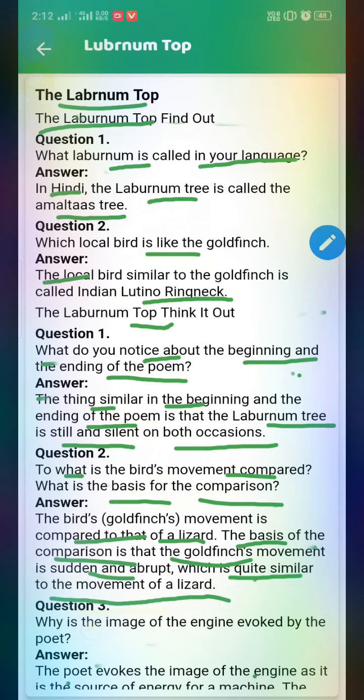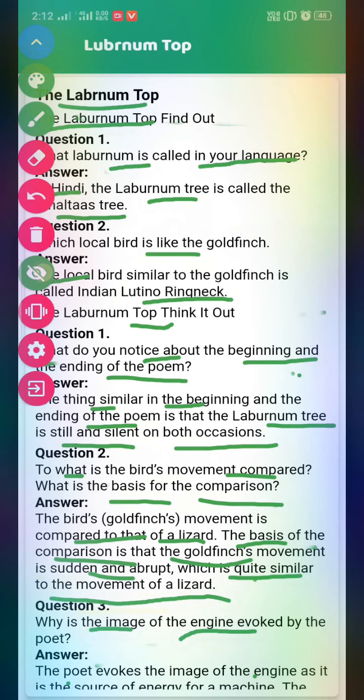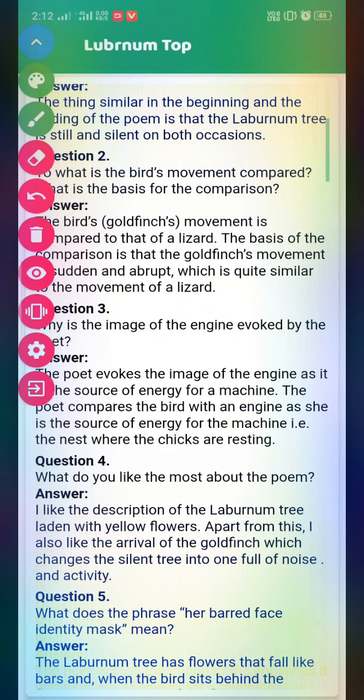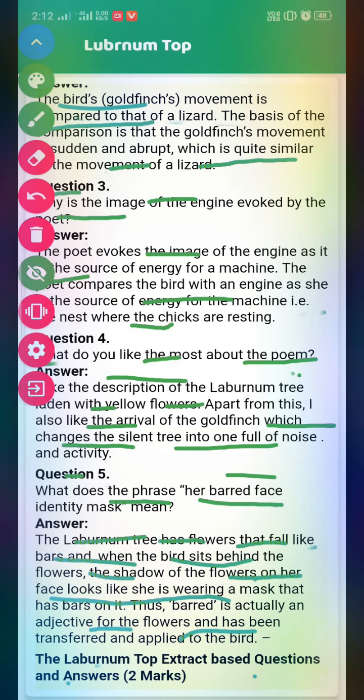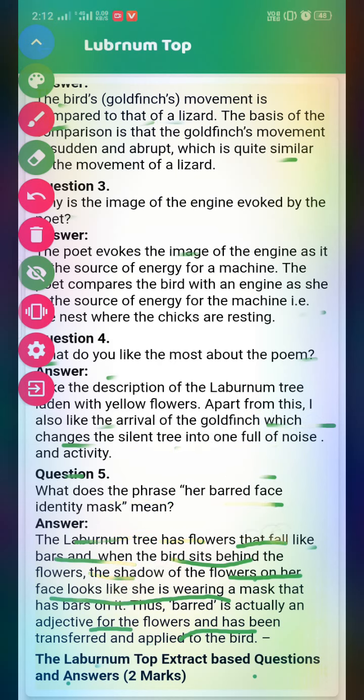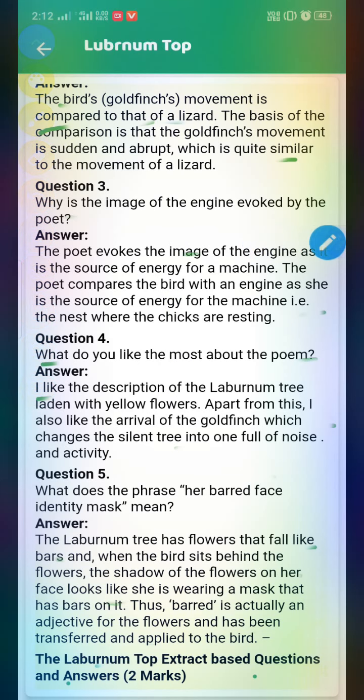Question number 3: why is the image of the engine evoked by the poet? Answer: let me scroll up. Question number 3: why is the image of the engine evoked by the poet? So you could see on the screen. During the video, you must be attentive and focused on the screen, what I am speaking and where.